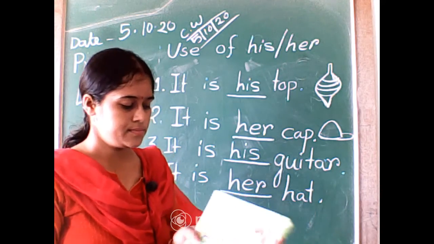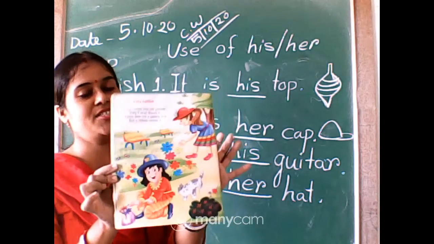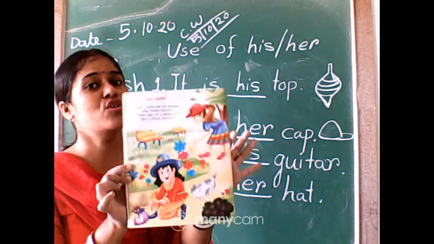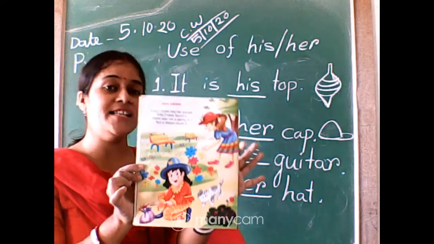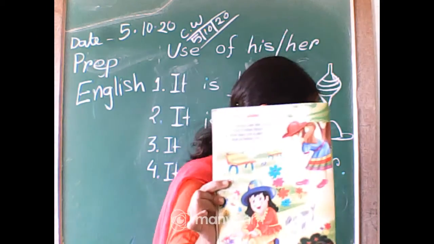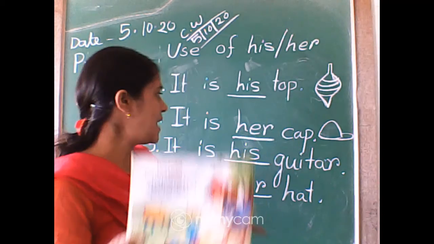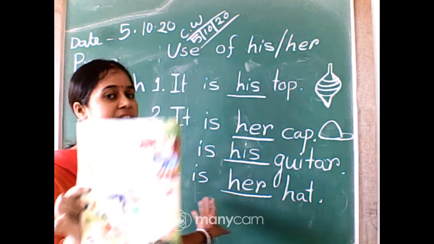Next, look at this picture, page number 10 from your rhyme book. No need to write anything, just answer me on your chat box. Complete this writing and then answer me.